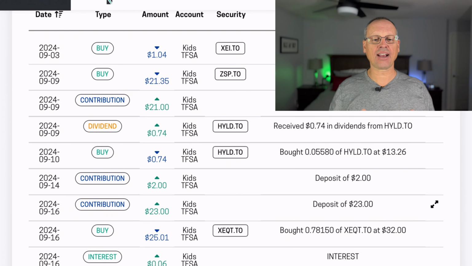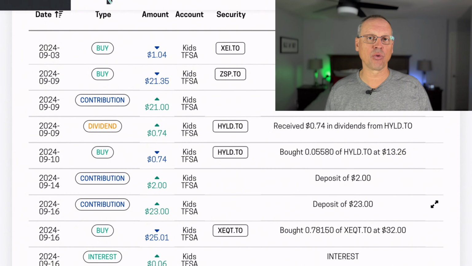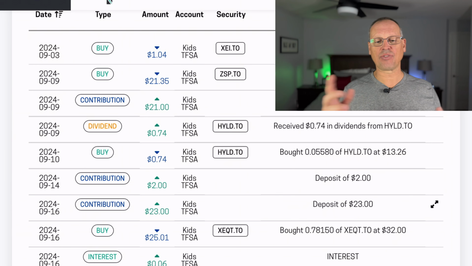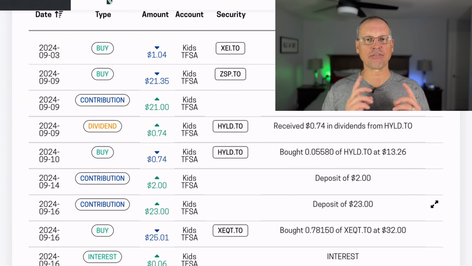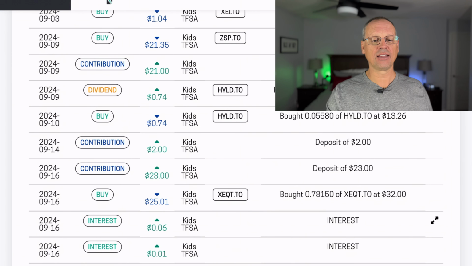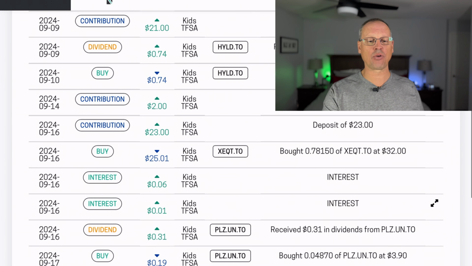So we bought XEI. That would be a dividend reinvestment because that one pays out right at the end of the month. And then we made our contribution of $21 and we had 35 cents left over. So we invested that as a fractional share in ZSP. Then we went ahead and got HYLD paid out, and that was reinvested again. That was only 74 cents.